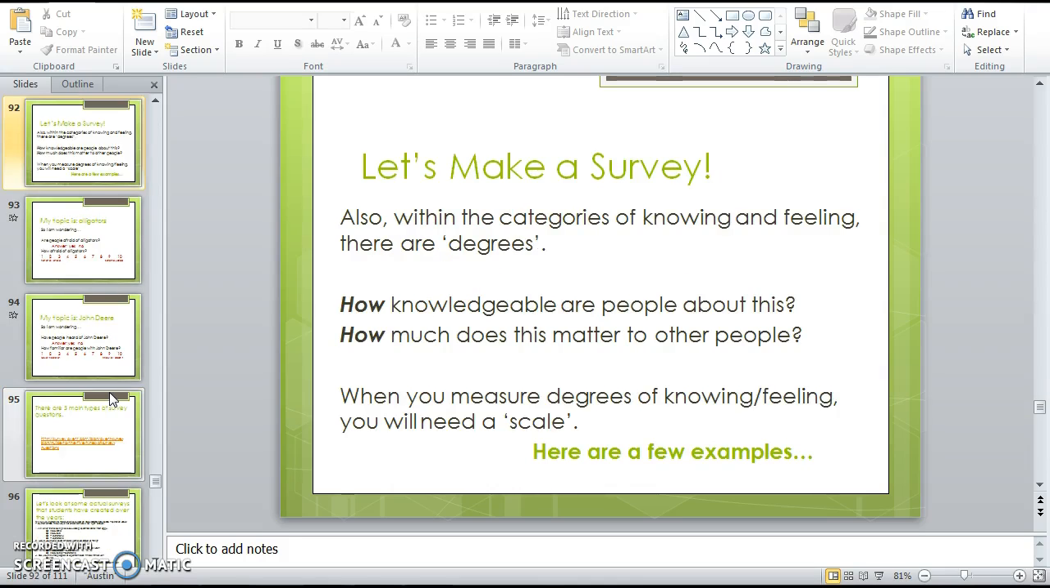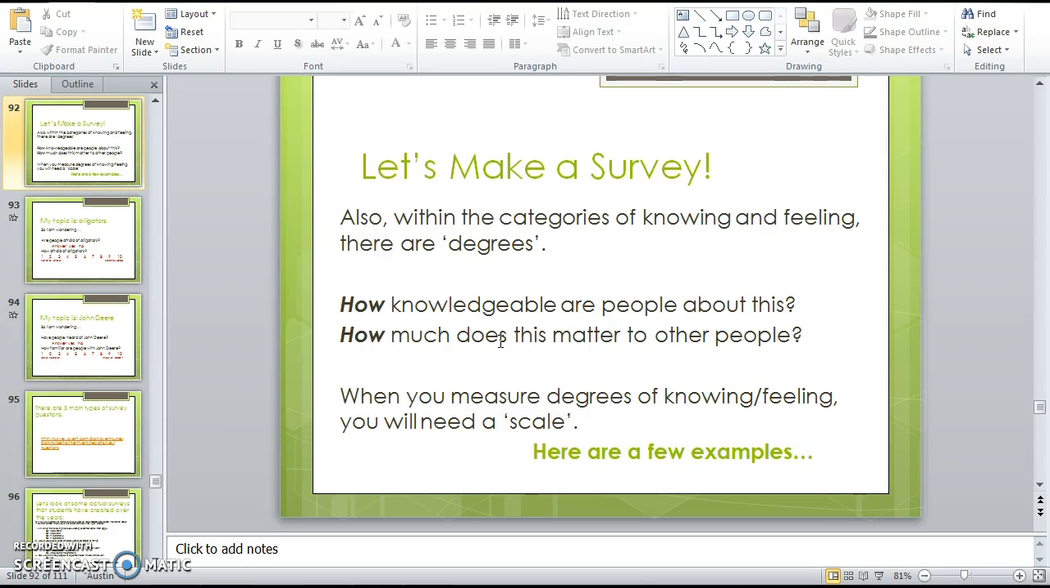How knowledgeable people are and how much does it matter to people. You're asking their opinions. You're not asking about their knowledge. It's not a quiz. You can ask how knowledgeable on a scale, but I'm saying it's not a quiz. Do you know this? Yes or no. That's not what we want.